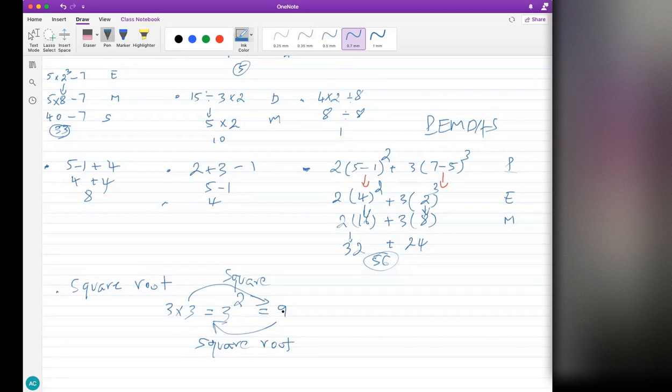It's basically the opposite. So to go back from 9 to 3, we say the square root of 9 is 3. And it's basically, we say what number multiplied by itself to get 9. The number that multiplies by itself is 3. Same thing with square root of 25. What number multiplies by itself to get 25? 5. That's the whole concept of square root. It's just the opposite of squaring.